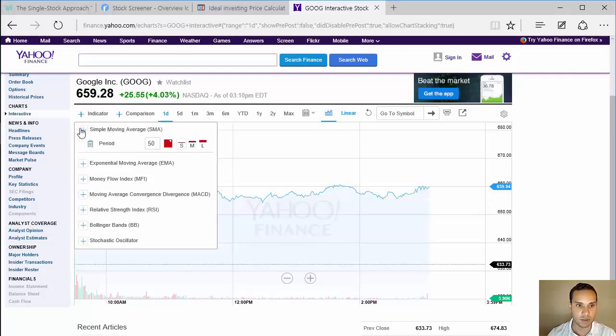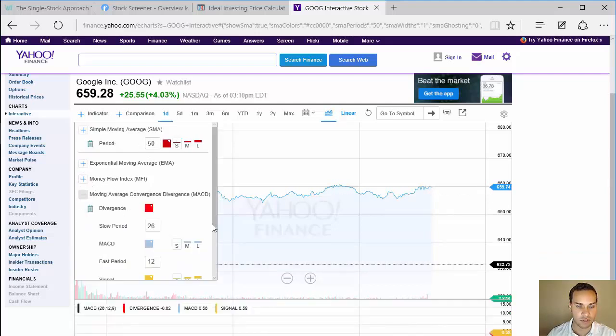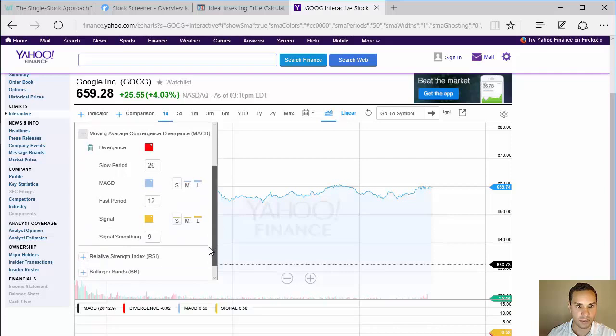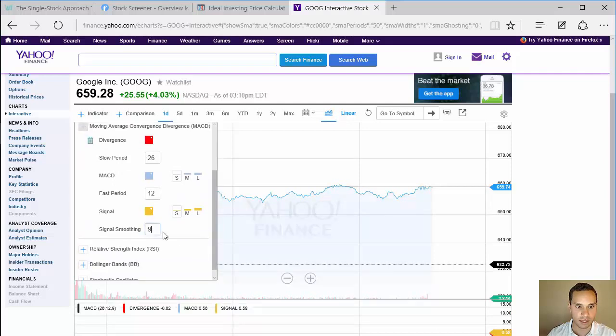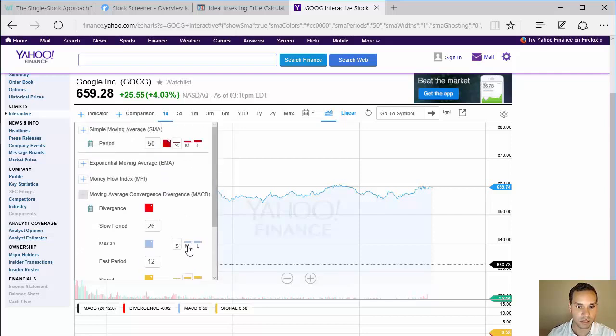So I'm going to click simple moving average. I'll just use 50-day, and moving average convergence divergence. I'll use their default settings. I actually like to change this to 8, and we'll make this medium so we can see it. Medium, and then slow period, and then medium. Okay.